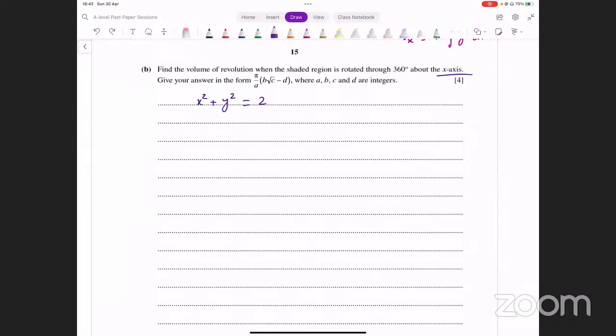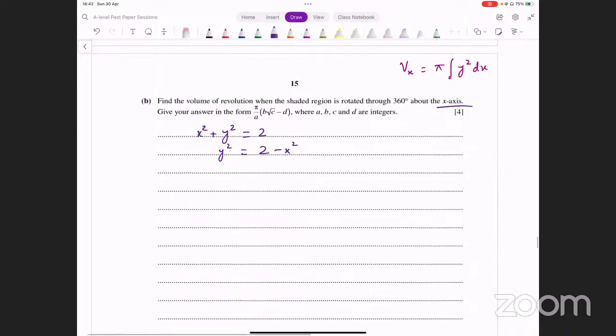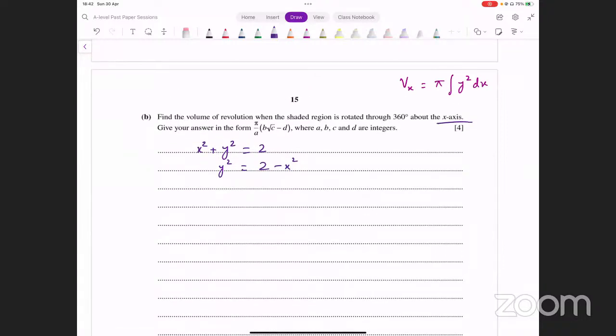x square plus y square equals 2. हम क्या करते हैं? y square इसमें सब्जेक्ट बना लेते हैं. That gives you y square equals 2 minus x square. अच्छा, अब y square की जगह आपने सिर्फ ये इनपुट कर देना, 2 minus x square, right? Let's do that.